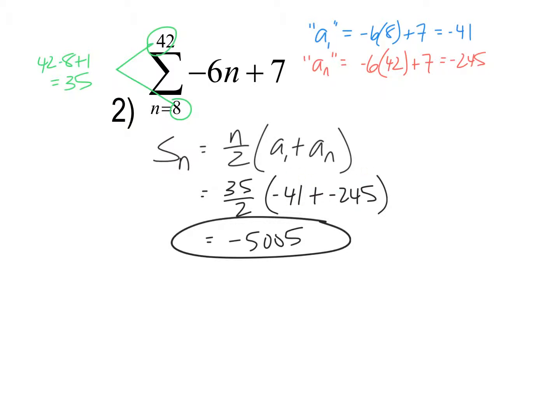The hard, tricky part is if you start by counting on your fingers, starting at 8 as term number 1 and working your way all the way up to 42. The rule is you can subtract them but add 1 because you're including the 42 and the 8. So it ends up being 35 terms if you count all the terms, including 8 and 42 and everything in between. That is how you plug those numbers into the formula. Negative 5005 is the answer.